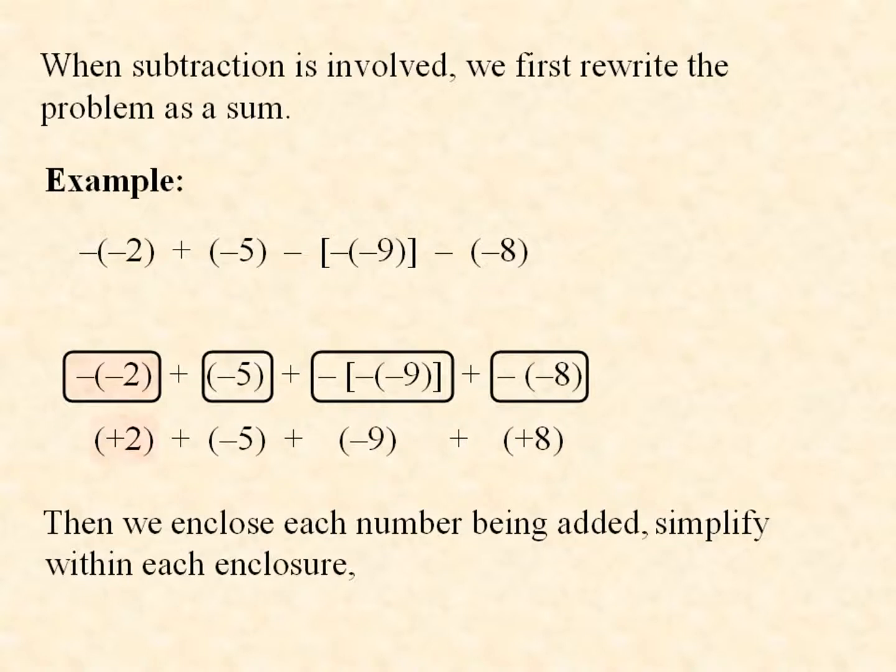Notice the first number is positive 2 because two minuses give us a positive. The second is negative 5. The third is negative 9 because three minuses give us a negative. And the fourth is positive 8. Two minuses give us a positive. Once we've done this, we add the numbers and we get negative 4.